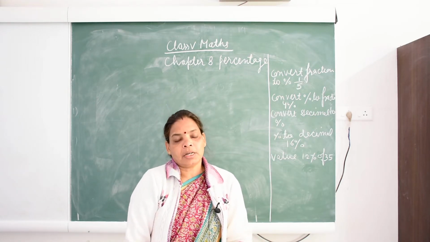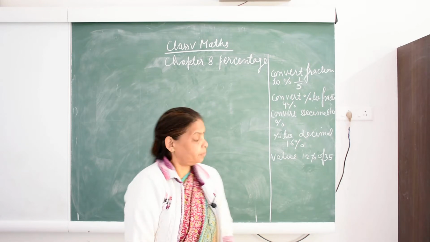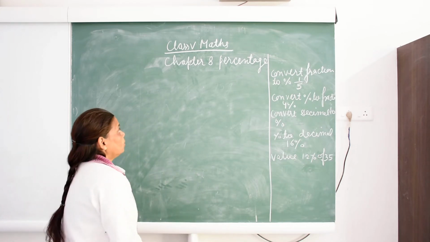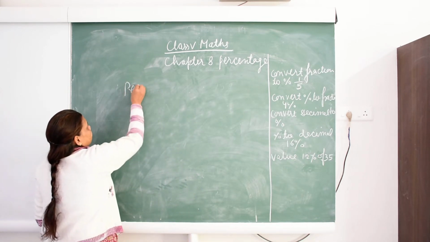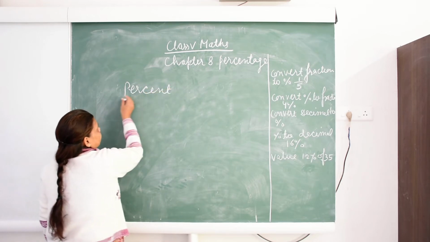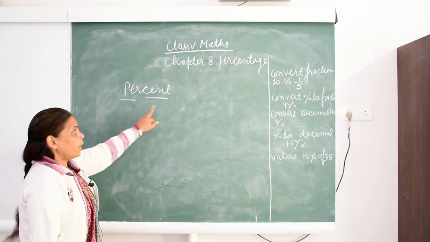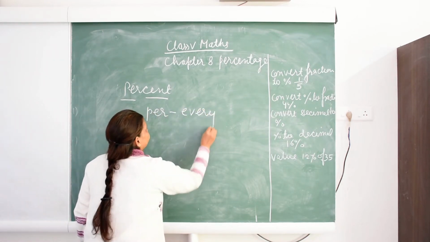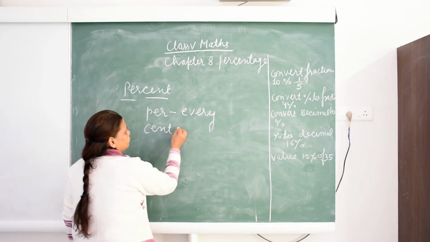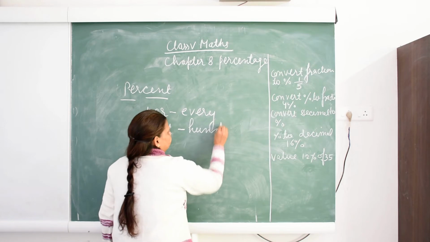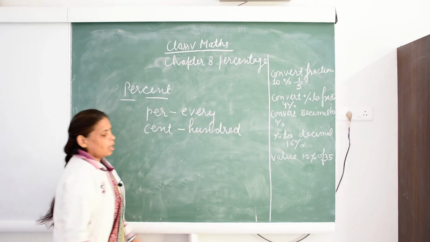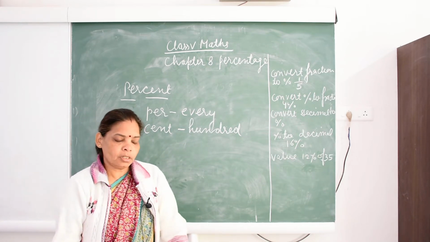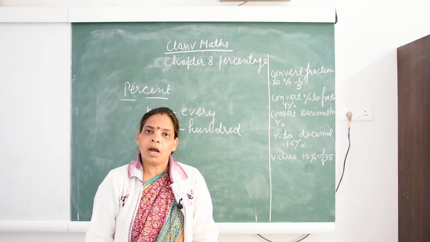Now today we will start our new chapter, that is percentage. So children, what do you mean by percentage? Simply, in percent, two words are there, per and cent. Per means every and cent means 100. Simply it means out of 100. Or in other words, percentage is a fraction whose denominator is 100.